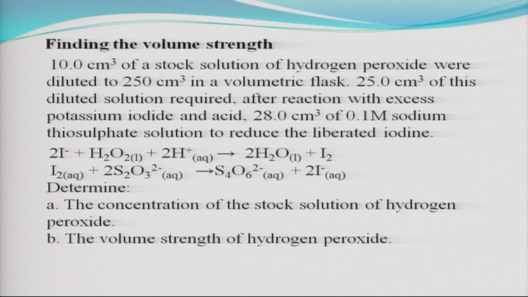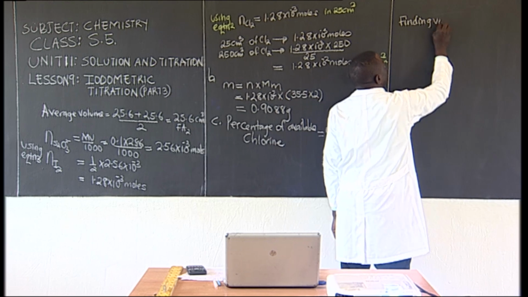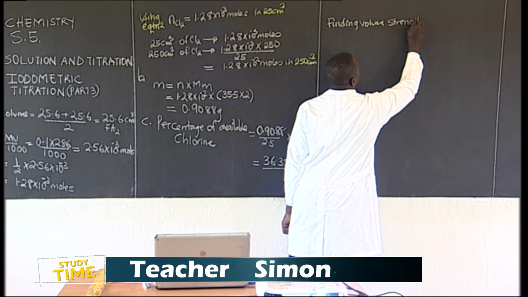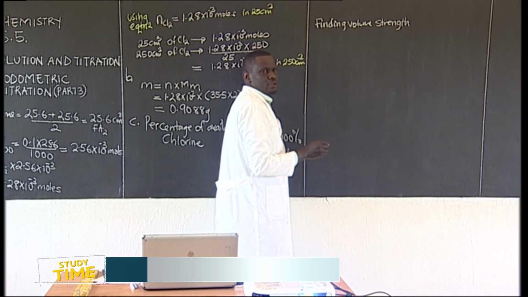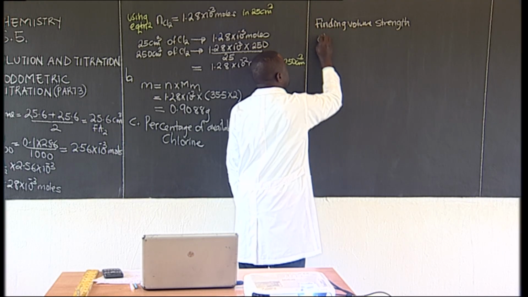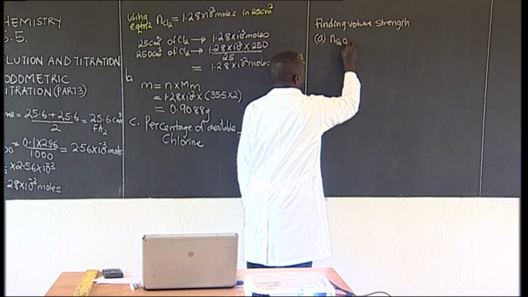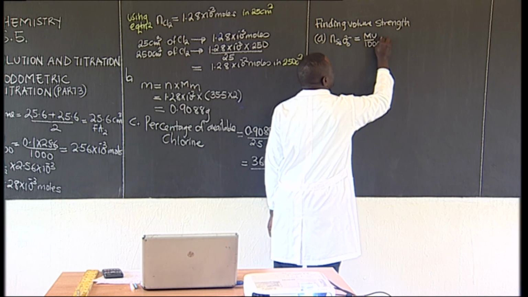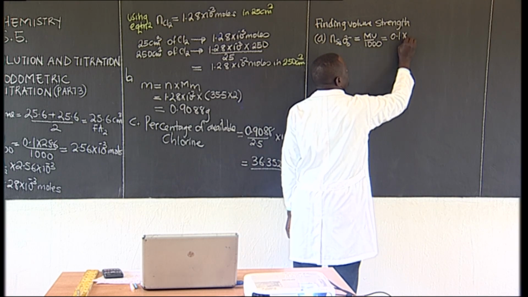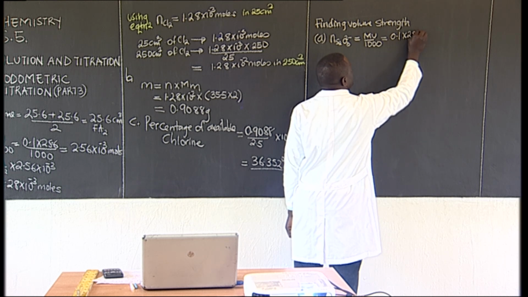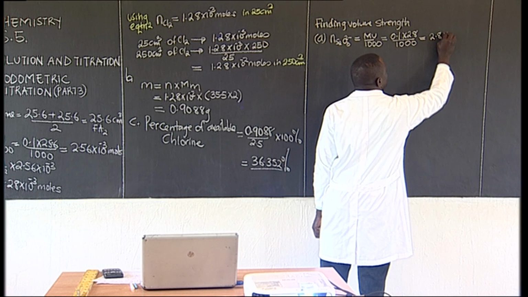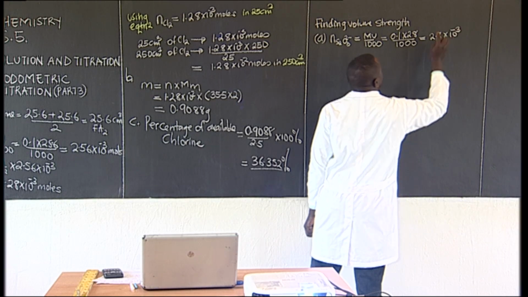So quickly, let's go to our calculation. We are now on finding volume strength. Here we are going to begin with sodium thiosulfate again, the known volumes, which will be MV over 1,000. So what is our molarity? 0.1. What is the volume of sodium thiosulfate which reacted? 28, divided by 1,000. So we shall have 2.8 times 10 to the power negative 3.